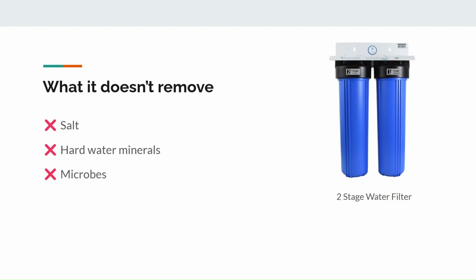However, activated carbon has its limits. It can't remove everything from water. It's not effective against salts or minerals that cause hard water, things like calcium and magnesium. It also doesn't remove viruses or most bacteria unless the filter is combined with another method like UV light or a membrane filter. That's why some advanced filtration systems use multiple stages to handle different types of contaminants. Activated carbon is powerful, but it's just one piece of the puzzle.